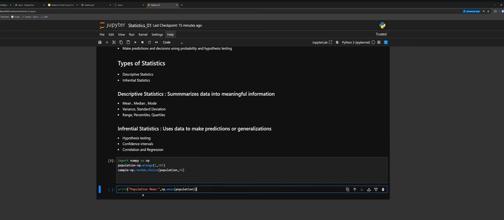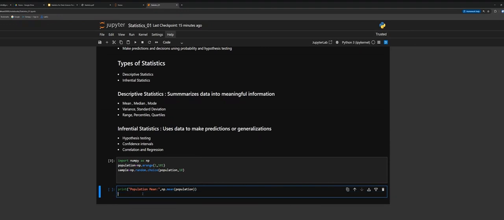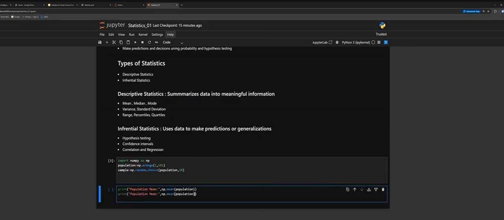This is one, and another one is the sample of 10, right? That also we can take. I'll just copy paste, use sample, and for the label I'll mention sample mean. Okay, so I'll run this.